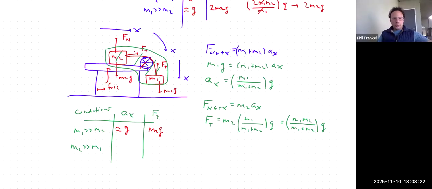Okay, so M2 is the big one. So we have an elephant up here and a bunny rabbit hanging off the table. Well, let's see what the expressions tell us. If M2 is huge, I could ignore M1 when I add M1 to M2. And the ratio M1 over M2, which I'm left with in the parentheses here, is a super, super tiny ratio because M2 is huge. So the whole thing, the acceleration, is roughly 0.